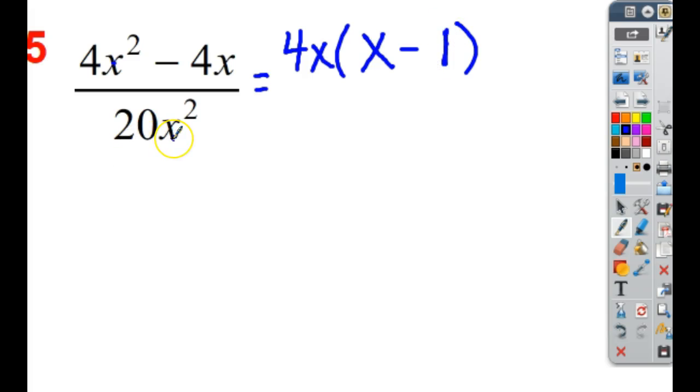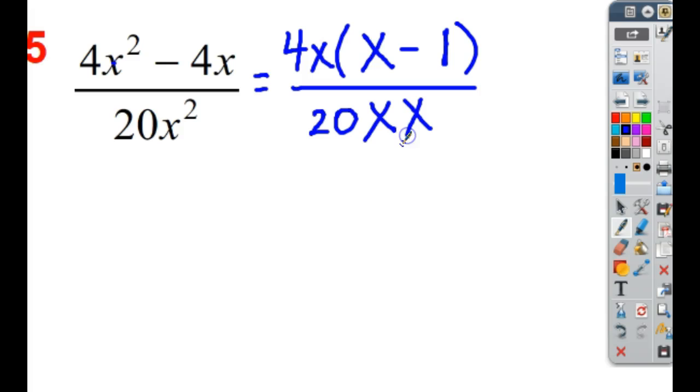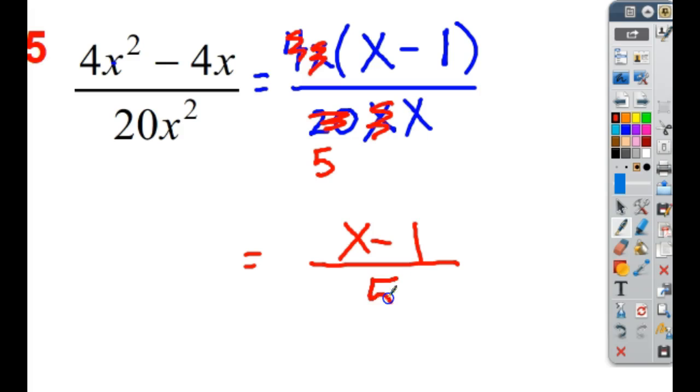Let's see. In this right here, I have a 20x squared. X squared is the same as x times x. I'm going to write it this way so you can see that this x cancels this x. And 4 will go into 20 5 times. So I have an x minus 1 on top and a 5x in the denominator.